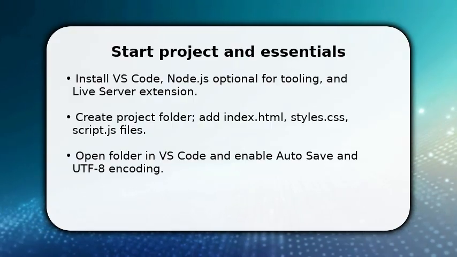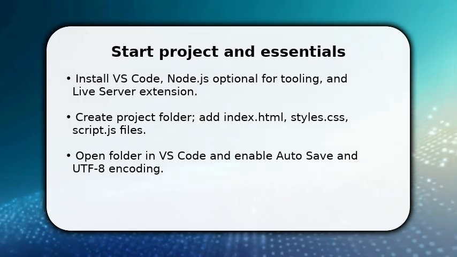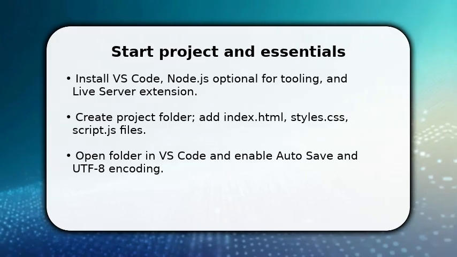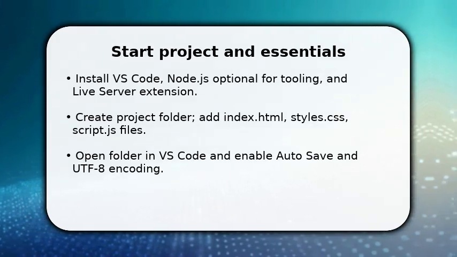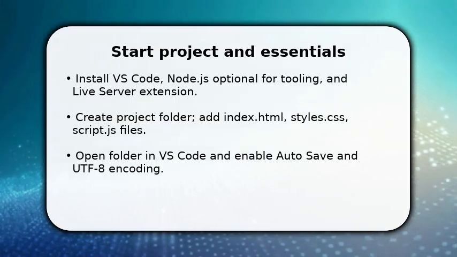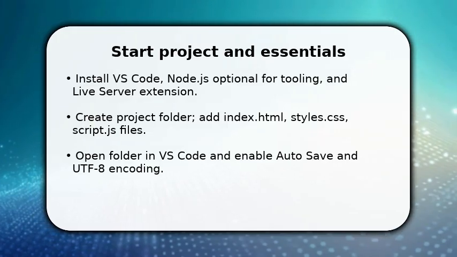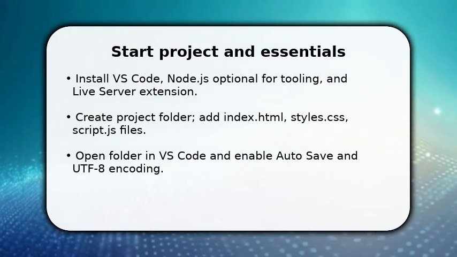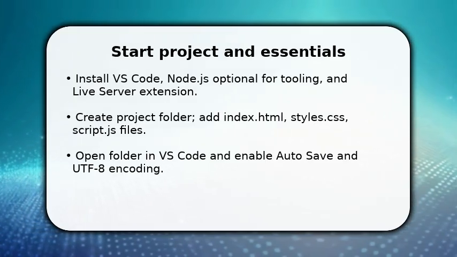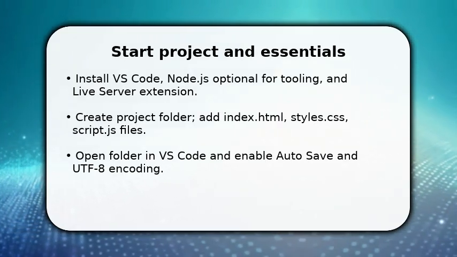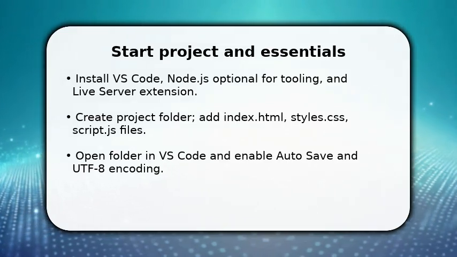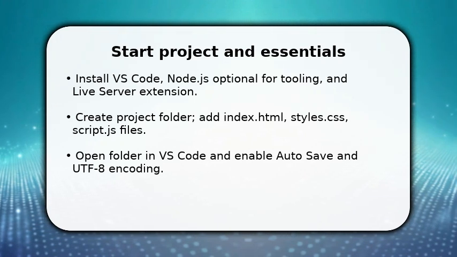You begin by creating the minimal project structure so you can iterate quickly. Open VS Code on your project folder, create index.html, styles.css and script.js, and save them. Once done, install the Live Server extension, and if you plan to use build tools, Node.js. Make sure autosave and UTF-8 are enabled so file changes reflect immediately. This gets you into a live edit loop and prevents encoding surprises when you load the page in the browser.